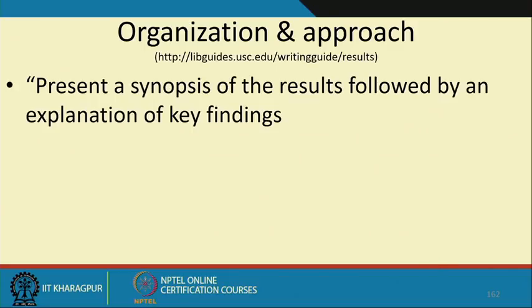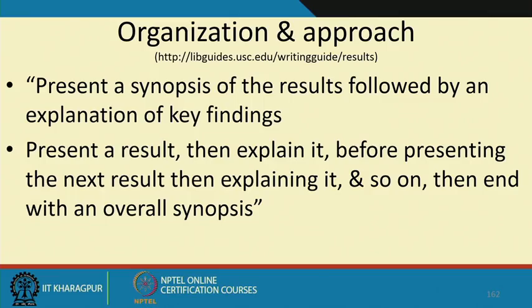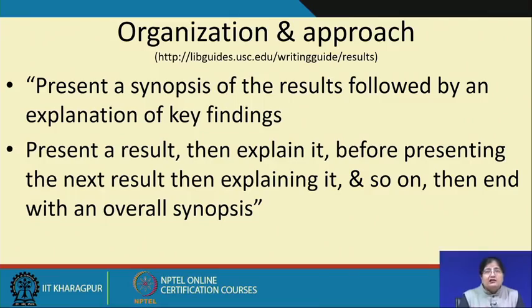How do you organize the results section? You present a synopsis of the results followed by an explanation of key findings. So you summarize the results and then you present a synopsis. Then you present a result, you explain it, and then you move on to the next result and explain it, and so on, and then end with an overall synopsis. You still don't tie the results with your literature.